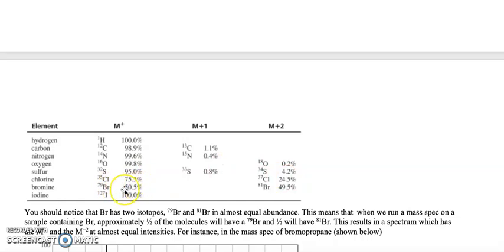Bromine, it's even more dramatic. Bromine 79 is 50%, bromine 81 is 49%. Again, it's M+ and M+2, so you'll see a pair of peaks. These are really key indications that you have a chlorine or a bromine in your molecule. And let's look at some examples of that.